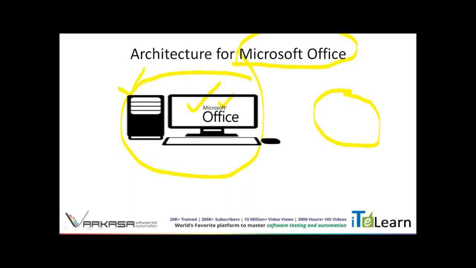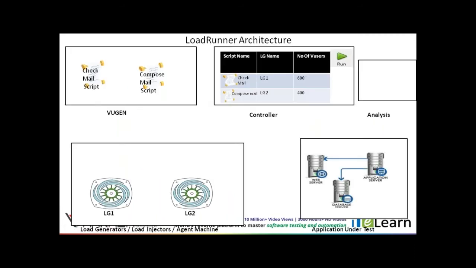But LoadRunner is not like that. You can't just take the LoadRunner software and install it on one machine. It is a little more complicated than that. Let's look at the LoadRunner architecture. As you can see here, as I told you, there are four components: VuGen, controller, analysis, and load generators, and the LG machines. You see LGs. There are so many components.